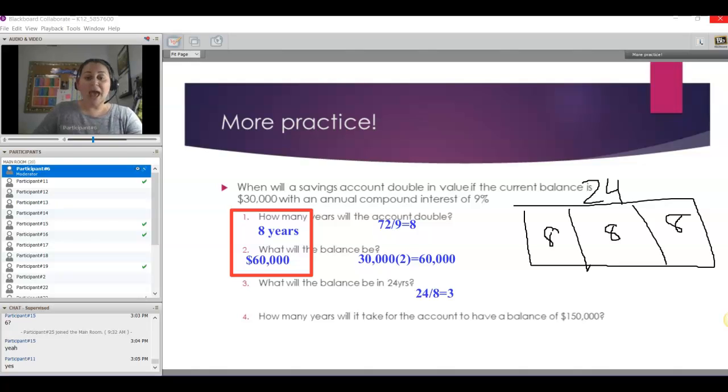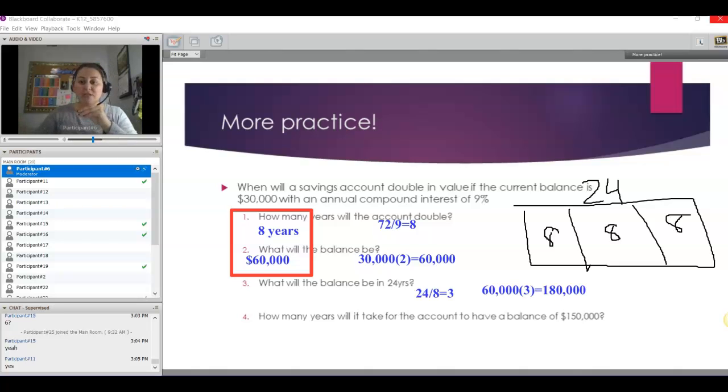Number 4, how many years will it take for the account to have a balance of $150,000? This one's kind of a little tricky. Remember, the one in the red box is my most important information. If I'm working with balance, I'm going to keep working with balance. So I need to know how many doubles are in 150. So I'm going to divide $150,000 by $60,000. From doing that, I'm going to find out how many groups of doubles. When I do that, I will get 2.5.